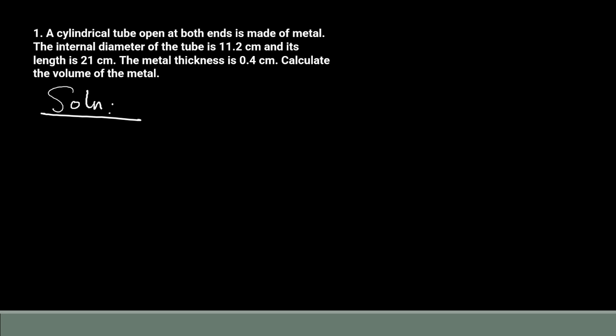A cylindrical tube open at both ends is made of metal. The internal diameter of the tube is 11.2 centimeter and its length is 21 centimeter. The metal thickness is 0.4 centimeter. Calculate the volume of the metal. So basically you are given a cylinder. Let's say this is a cylinder that you have.